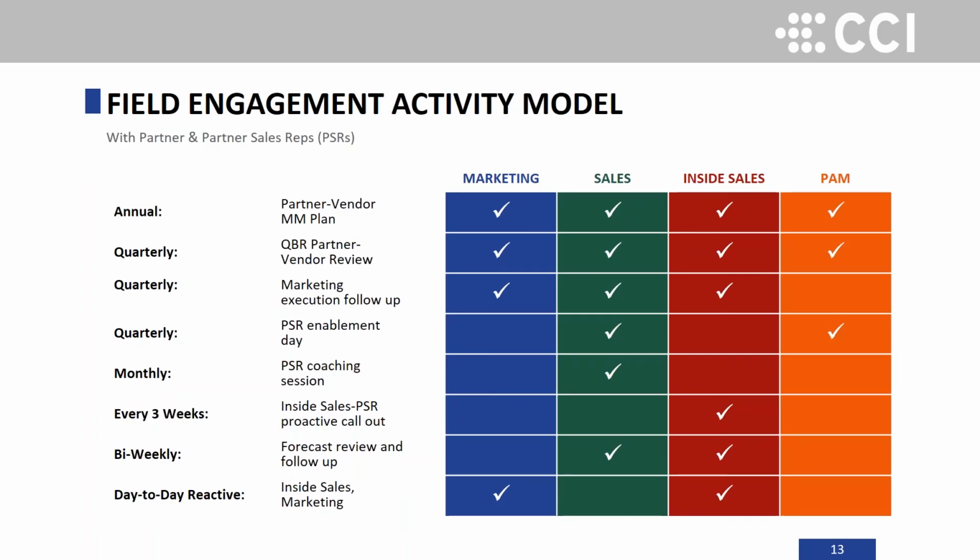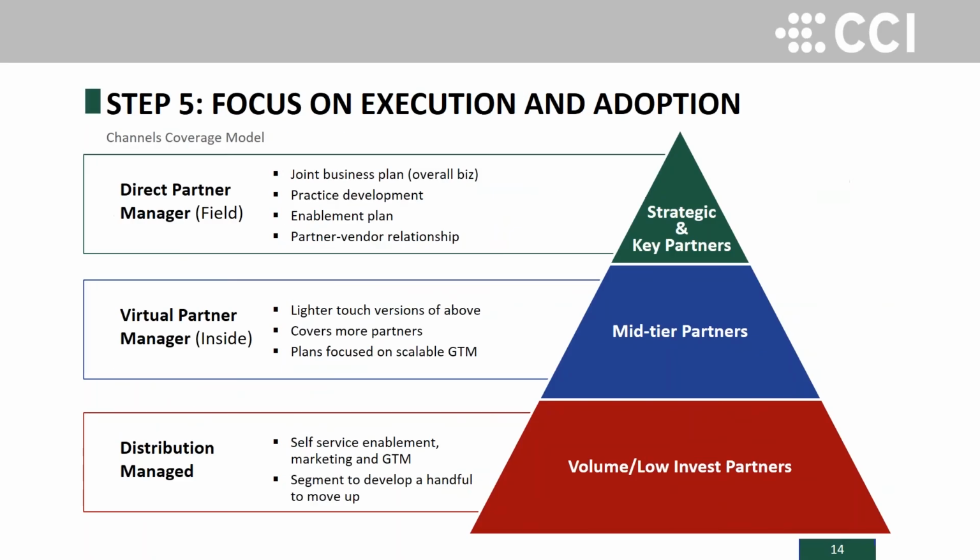So for the annual partner to vendor plan, the partner account manager should probably take the lead there, but there would be participation from sales, inside sales, and marketing. So this is the point of doing the right thing. You've selected the right partners, now you're figuring out what things you're going to do with them, and now you have a plan of attack for moving forward with those partners and known responsibilities in each group.